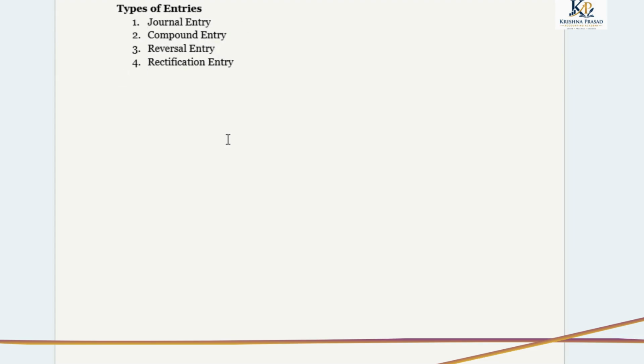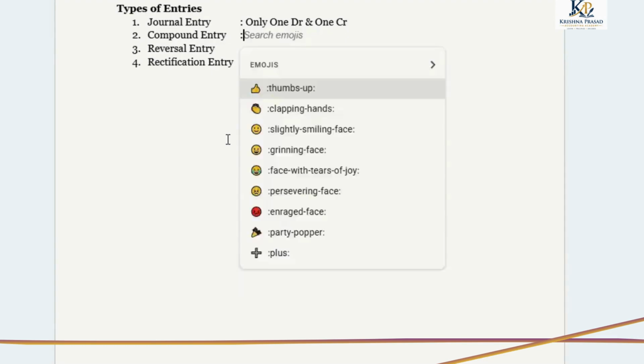If you are preparing an entry, if you have only one debit and one credit, then it will be called the journal entry. If you have more than one debit or credit, then it will be represented as compound entry. Okay. And next coming with the reversal entry, that means closing the wrong entries.